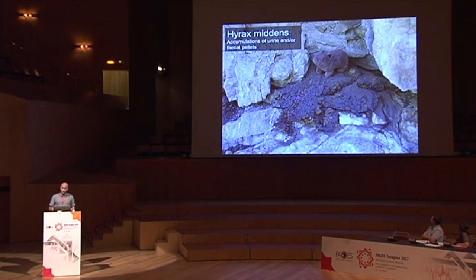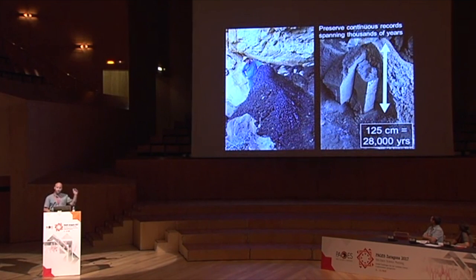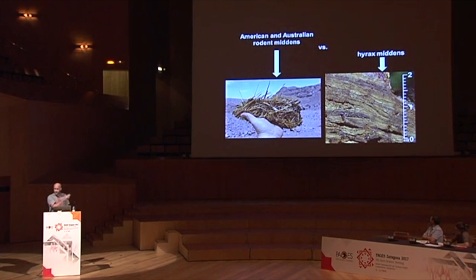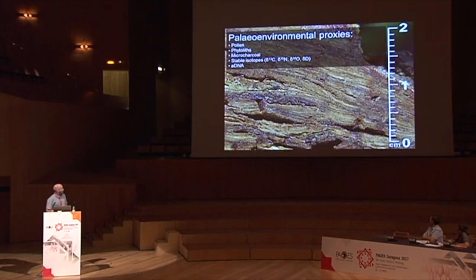These stacks of fecal pellets and urine accumulate over thousands of years in a continuous manner. You can have a meter-plus sequence like this that spans 28, 30, 40, 50,000 years in some cases. These aren't like middens elsewhere. These aren't nests. This 2-centimeter section shows that they are highly laminated. It's more like a speleothem or something like that. And from this, we have pollen, phytoliths, ancient DNA, and stable isotopes.